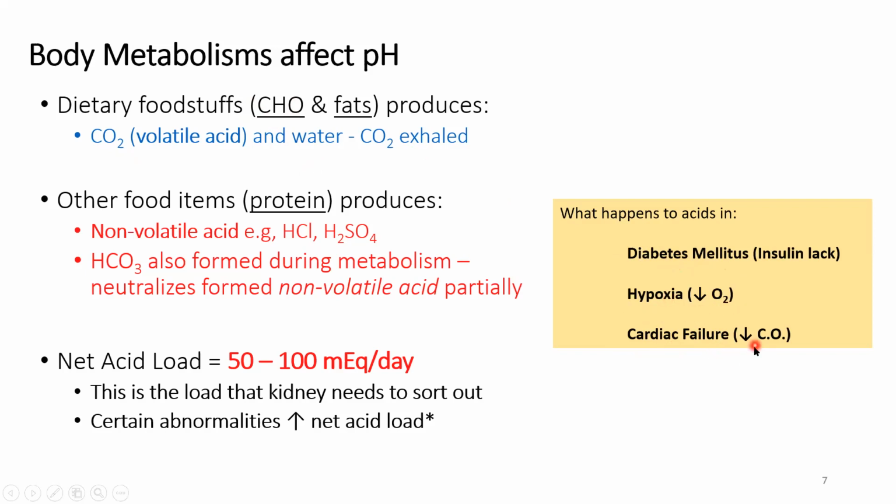Cardiac failure: improve the cardiac output so that tissue perfusion improves. When tissue perfusion improves, oxygen is there, oxygen lack is addressed, and hence the body switches into aerobic respiration, and that sorts these things out.